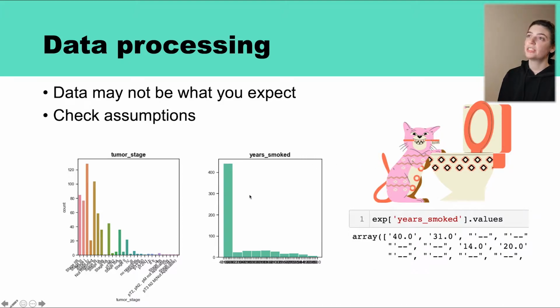Similarly, when we plot years smoked, we notice that things don't look right. We can see if we print that out using our array. Also, I provide all the code to reproduce all the figures here, so you can follow along as well in the provided notebook. If we just print out the values, we can see that there are string values and there's missing data, and they're not in the numeric format, which is what we expect for something like years smoking.